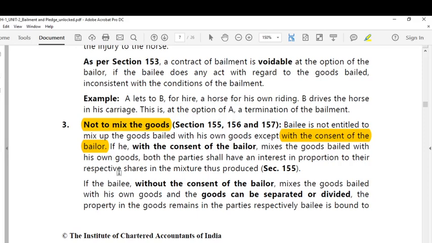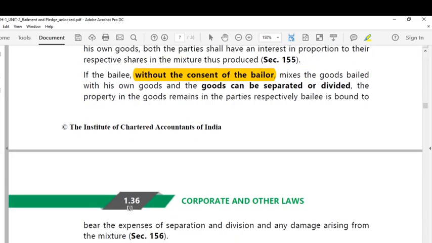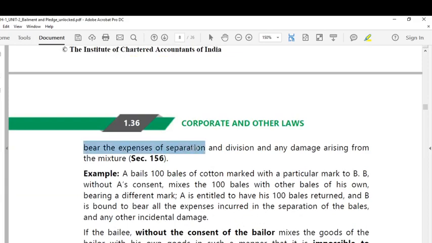If the bailee, with the consent of the bailor, mixes the goods bailed with his own goods, both the parties shall have an interest in proportion to their respective shares in the mixture produced. If the bailee, without the consent of the bailor, mixes the goods bailed with his own goods, and the goods can be separated or divided, the property in the goods remains in the parties respectively. The bailee is bound to bear the expenses of separation and division and any damages arising from the mixture.